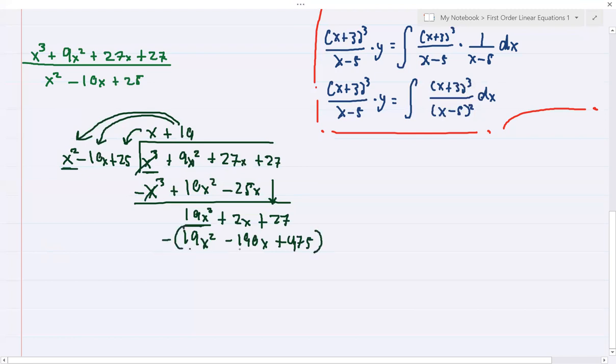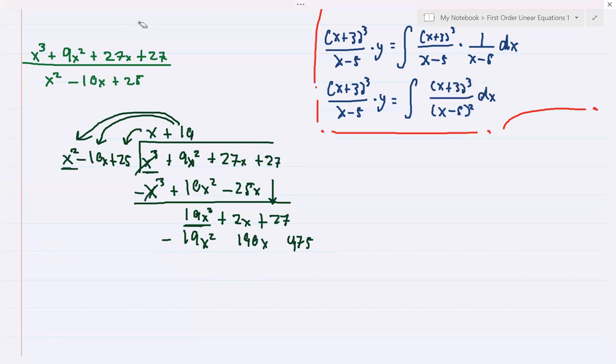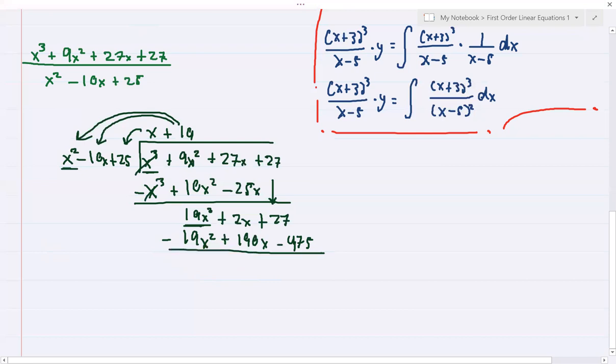And since the minus sign is in front of this polynomial, you're going to distribute the negative sign to these terms. So what we will have here is negative 19x squared plus 190x minus 475. So let's subtract: 19x squared minus 19x squared cancels. Next, 2x plus 190x, so we will have 192x.